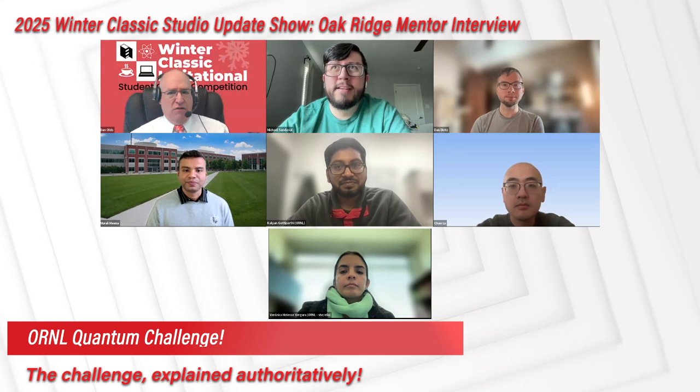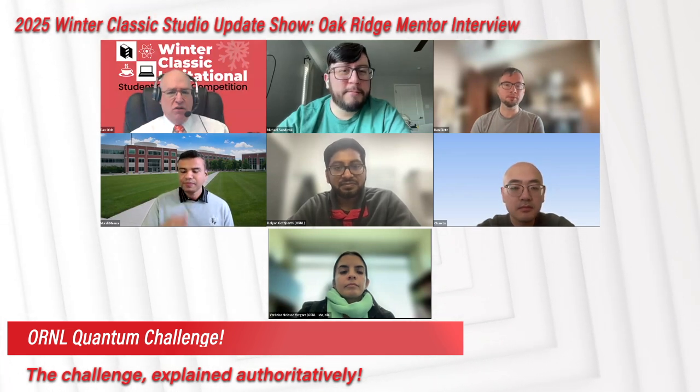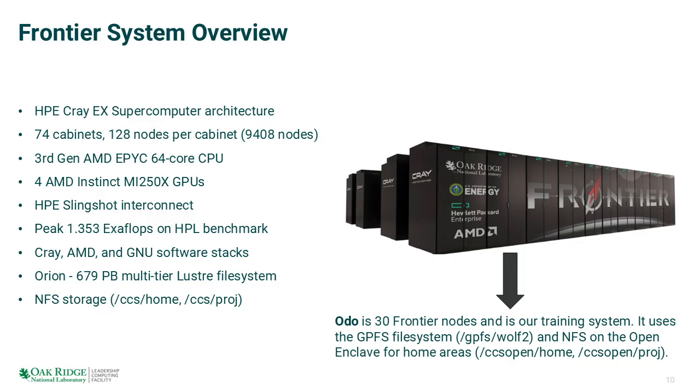Yeah, exactly. And Frontier up until recently was the fastest supercomputer in the whole world, had over 9,000 nodes, and it hit the exaflop barrier and things like that. And Odo is a lot smaller than that. It's only 30 nodes, but it's still the same architecture as Frontier. Still pretty fast, pretty dang fast.